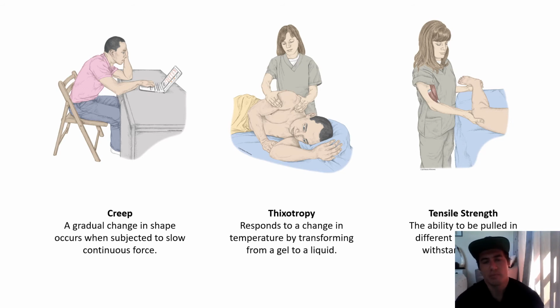Thixotropy is a property where soft tissue can respond to a change in temperature. So heat helps to decrease viscosity. Under temperature, you can help transform a gel-like substance into a bit more of a liquid and provide a bit more ability to move. And then tensile strength is the ability for soft tissue to be pulled in different directions and withstand force, so things like torsion, which is twisting, and compression.